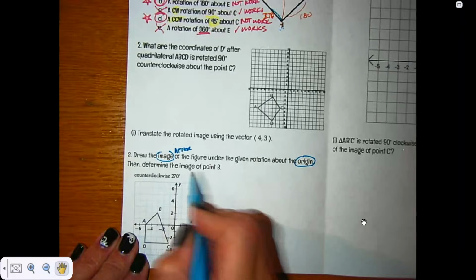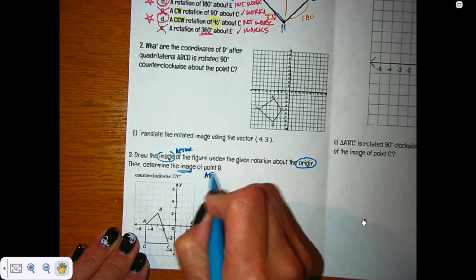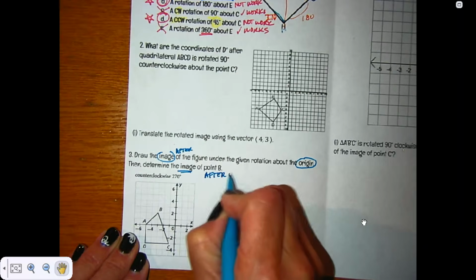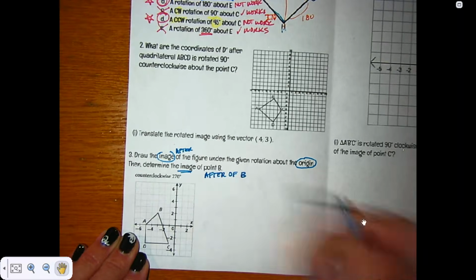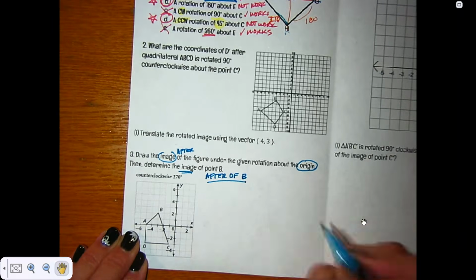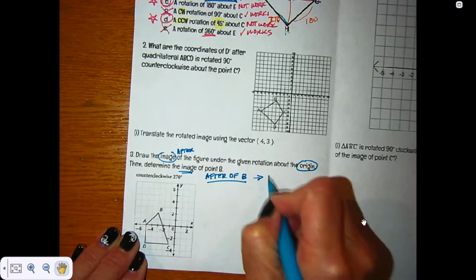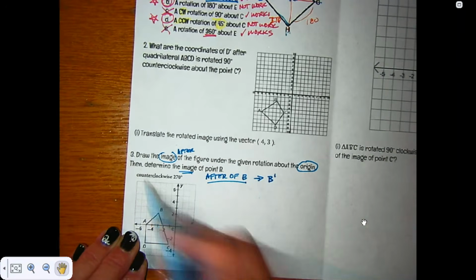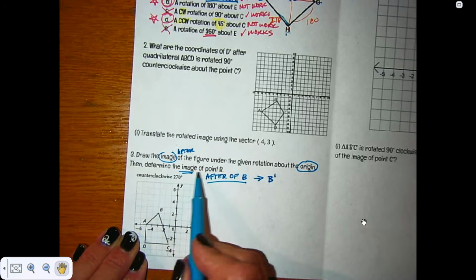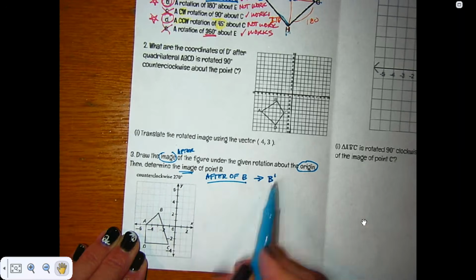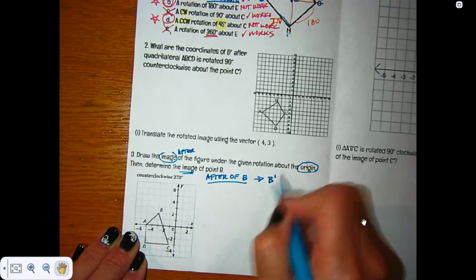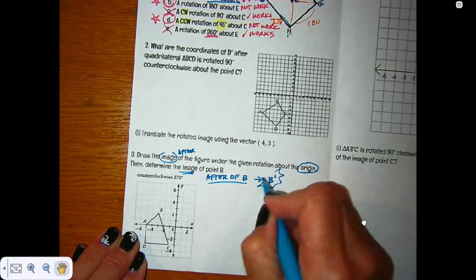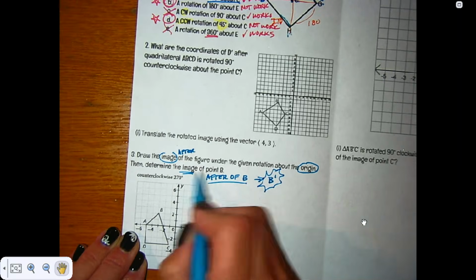Then determine the image of B. So image of B is the after of B. And what do we call the after of B? We call him B prime, right? So really they're asking, what is B prime? This right here is what they're asking for, right? Even though they say B right here, they say image of B, so they mean B prime. Okay, so let's take a look at this.